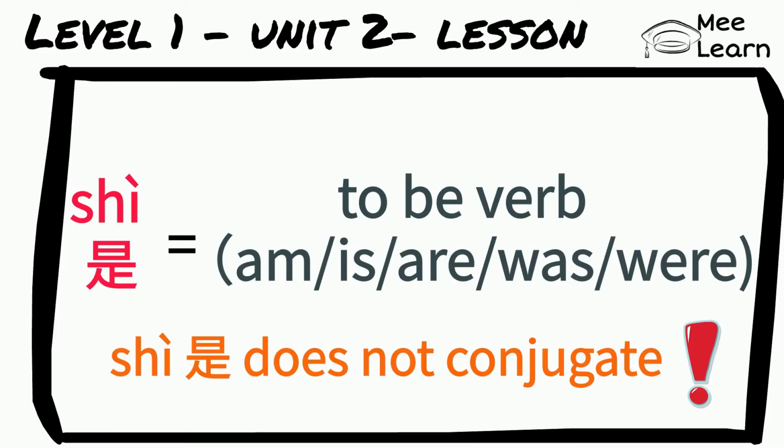Am, is, are, or was, were. Please note here that 是 doesn't conjugate. That means it doesn't matter whether the subject is you, I, or they. It doesn't matter whether this thing happened in the past, is happening, or will happen in the future. 是 stays the same.